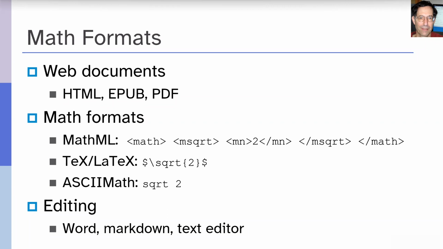LaTeX is just some more packages on top of TeX. Another format you might come across is ASCII math, and ASCII math is sort of like what you might type to a calculator. So in this case, it's just SQRT of 2.